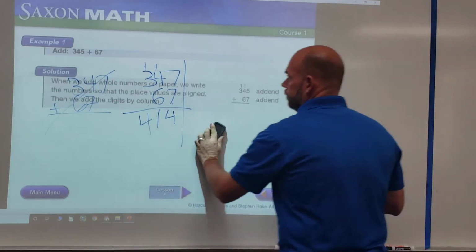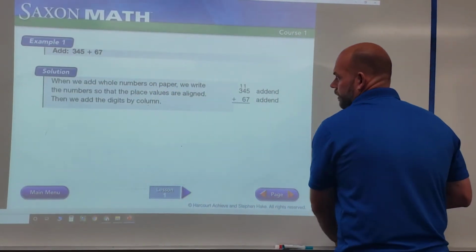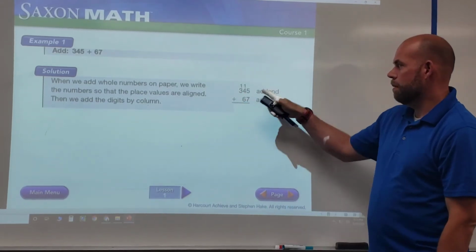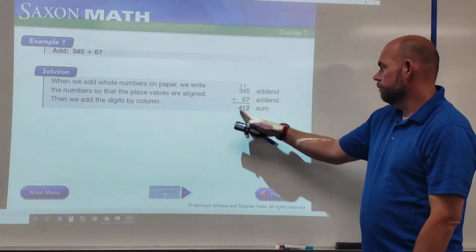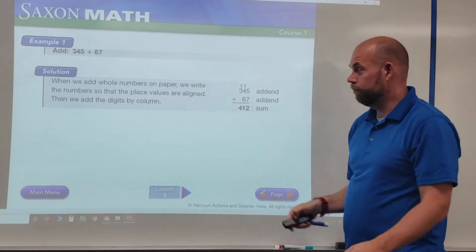Okay? So, when we add whole numbers, we write the numbers so that the place values are aligned. 345 plus 67, remember those are both addends, and the result is a sum. 412, is that what I got? I might have messed up on that one, hopefully not.